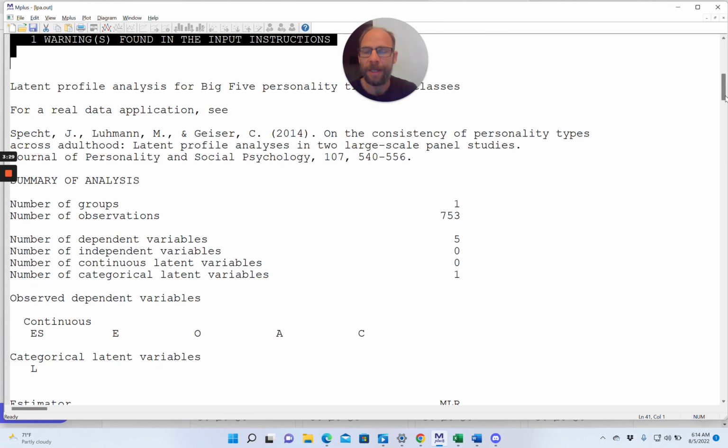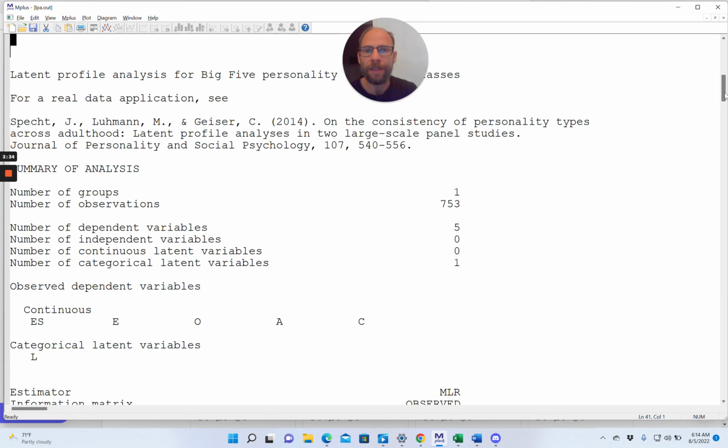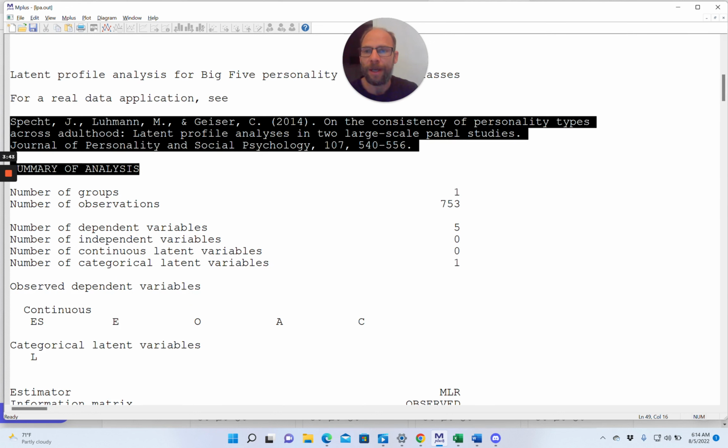And then here you can see that this application is actually based on a real study. The data are simulated, but it's based upon a real study of big 5 personality traits. If you're more interested in the specifics of this application to the big 5, then you can refer to this paper here published in the Journal of Personality and Social Psychology, where we presented actual data applications of latent profile analysis to big 5 scores in different countries and also across time.